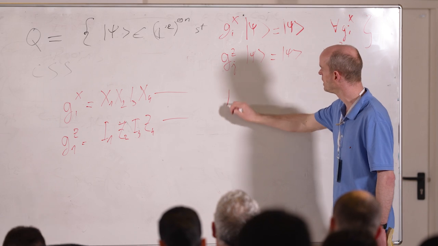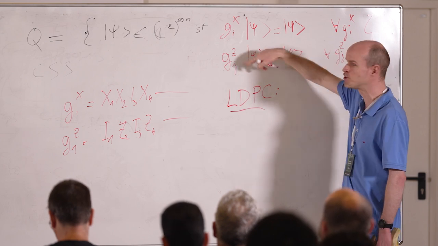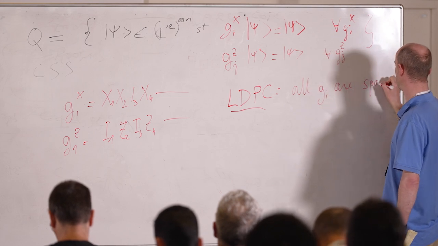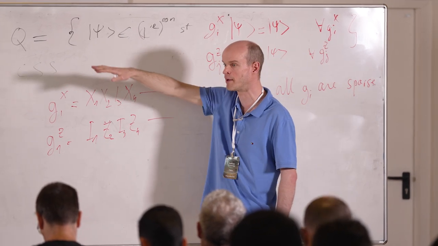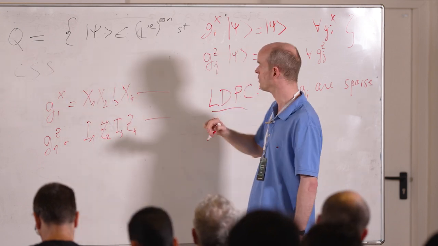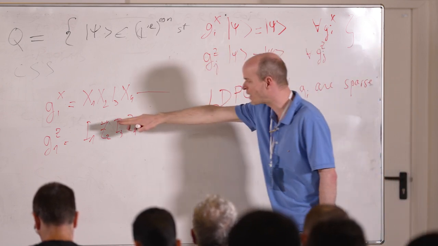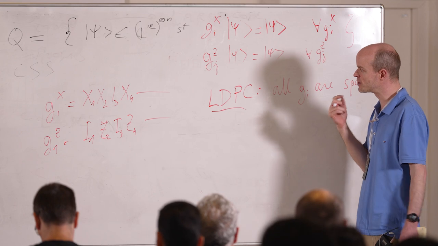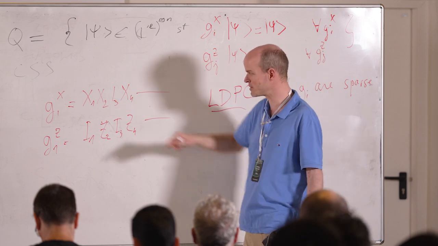The other thing that we need, if we want the LDPC condition, is that we want all the G_i to be sparse. So we want them to act non-trivially on a constant number of qubits each. For the toric code, it will be 4. Each of the G_i will act non-trivially on only 4 qubits. In general, we want sparse constraints. We don't want these operators to act on like n over 2 qubits. So the challenge in the quantum case is to find this kind of sparse operators that commute pairwise. Okay?